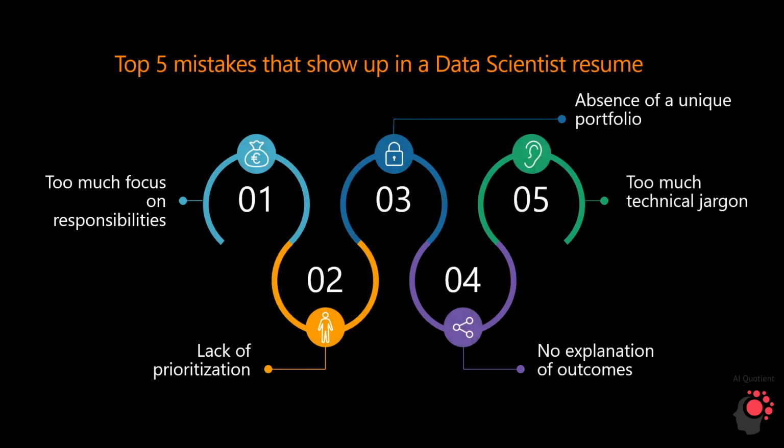Right? And the first mistake is too much focus on job responsibilities, lack of prioritization. Again, lack of a theme leads to lack of prioritization. Absence of a unique portfolio, we'll see what that is. No explanation of outcomes of the things that you've done on your resume. And then finally, the biggest barrier, which is too much technical jargon. Right? Let us see what these mistakes are in detail with examples, how to identify these mistakes and how not to repeat them. We're going to see both of them with examples, as to how you can identify this and fix this on your resume.